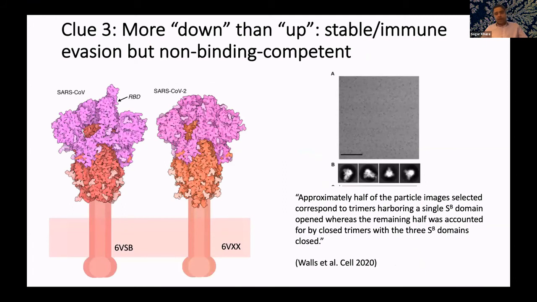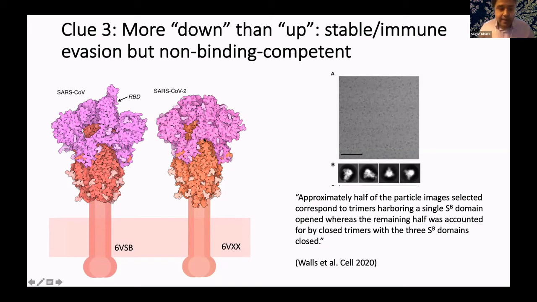And so the third clue that may speak to why SARS-CoV-2 is more infective is the fraction of how many times the receptor binding domain is up versus down. And in a pioneering paper that was published earlier this year, the Wiesler lab at the University of Washington found in their cryo-EM studies that approximately half of the particles that they looked at with their technique corresponded to this state where only one of the receptor binding domains was pointing up, and the other 50% were in this particular state where they were all pointing down.